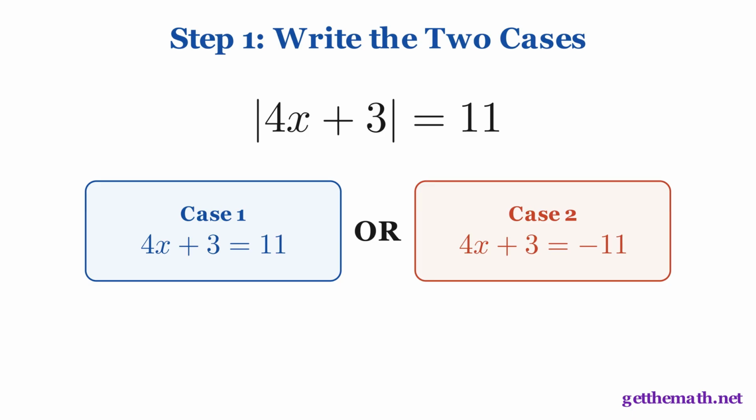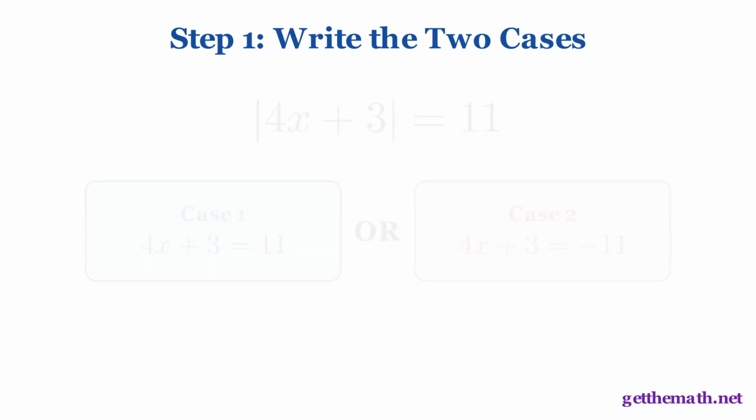Step 1, write the two cases. Case 1, 4x plus 3 equals 11. Case 2, 4x plus 3 equals negative 11.